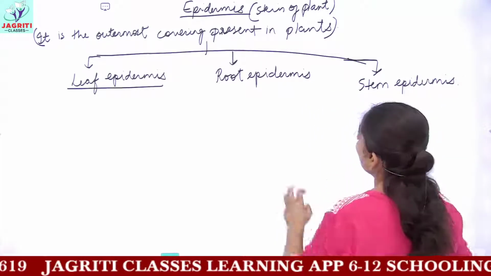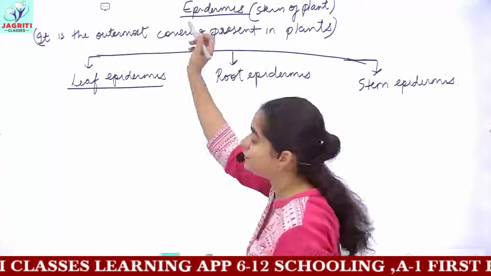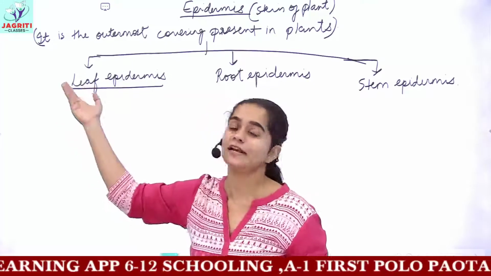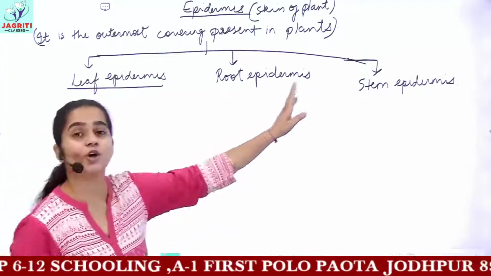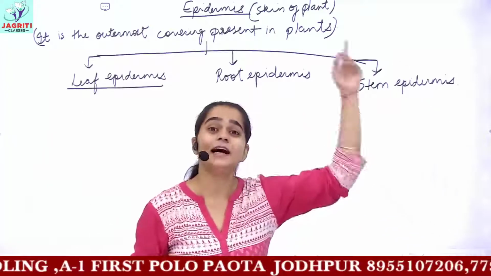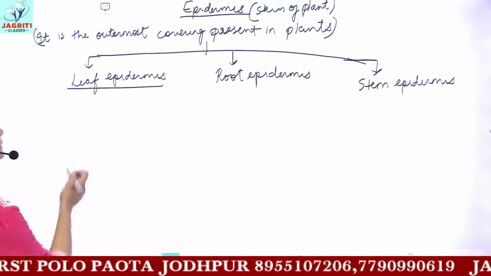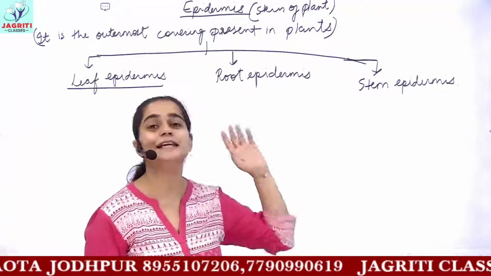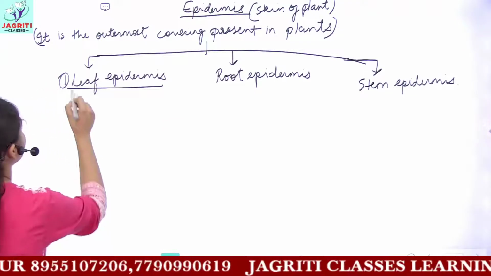So talking about epidermis in a general sense, epidermis is the outermost covering present in plants. If this outermost covering is present on the leaf, you can refer to it as leaf epidermis. If it is present along your roots, it is called root epidermis. And if it is present around your stem, it becomes stem epidermis. Now let's see the structural features and the importance of the leaf epidermis first.